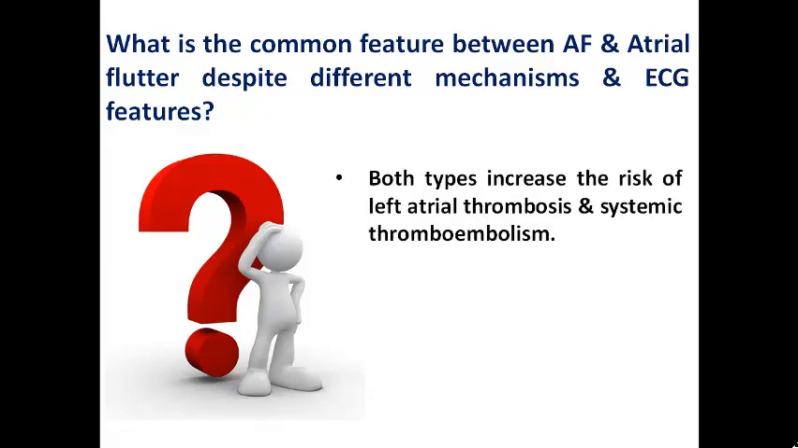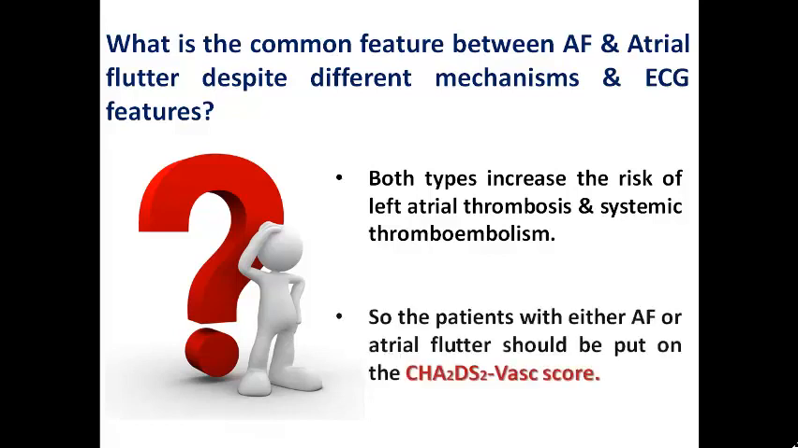Both types of arrhythmia, atrial fibrillation and flutter, increase the risk of left atrial thrombosis because, of course, the loss of the left atrial kick leads to stagnation of blood flow, especially in the left atrial appendage. And so this increases the risk of systemic thromboembolism. And so patients with atrial fibrillation and also patients with atrial flutter should be put on the CHA2DS2-VASc score in order to decide whether these patients may need oral anticoagulation or not.